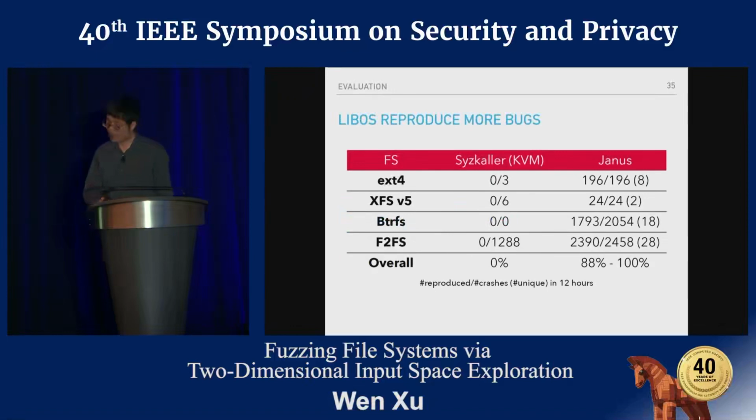So first, we want to see if using a library OS is really better than fuzzing a VM. By running for 12 hours on these 4 file systems, you can see Janus can reproduce most of the bugs after fuzzing. But Syzkaller fails to reproduce any of its found crashes.